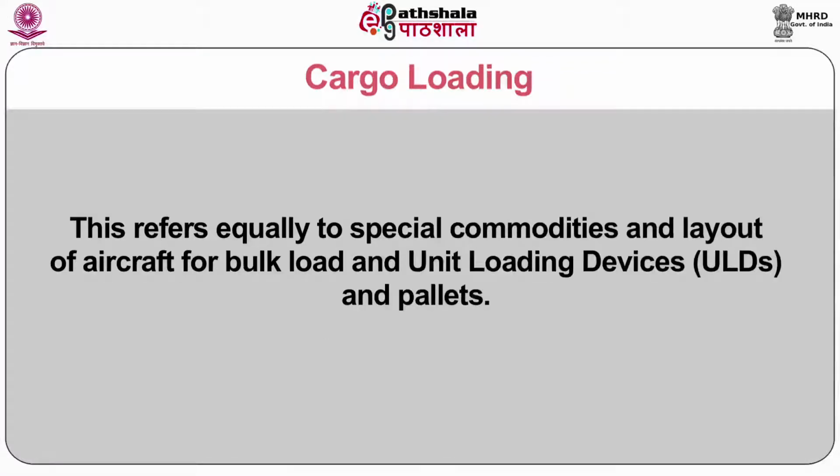This refers equally to special commodities and layout of aircraft for bulk load and unit loading devices, that is ULDs and pallets. The carriage of passenger baggage, crew baggage, mail, service freight and cargo and company cargo as well as special commodities may demand commodity separation. Example: live animals, human remains, perishable commodities or chemicals, etc.